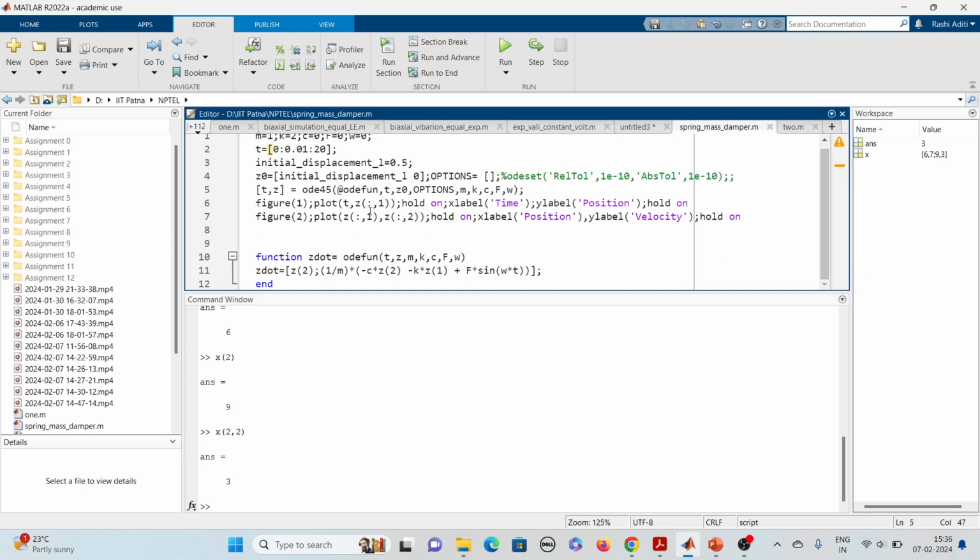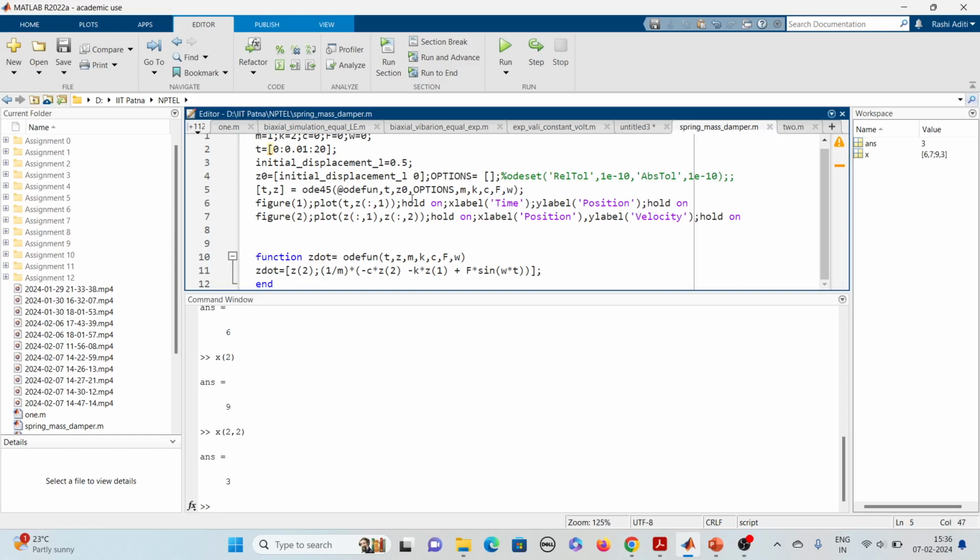So I have called t comma z colon comma 1. Now when I'm calling colon comma 1, it means that I want only the position data. I'm plotting only the position data. And when I write colon comma 2, it means that I'm selecting all the velocity data.